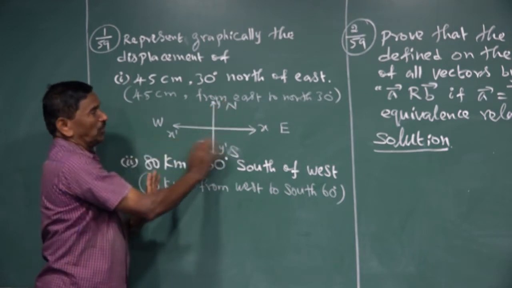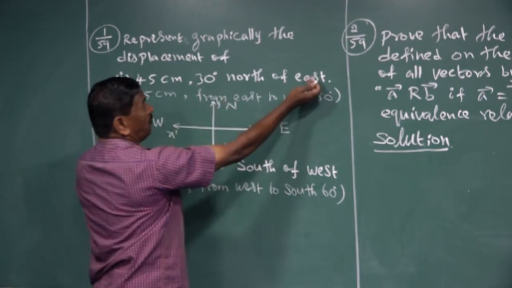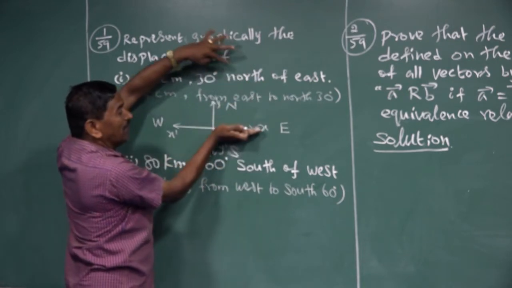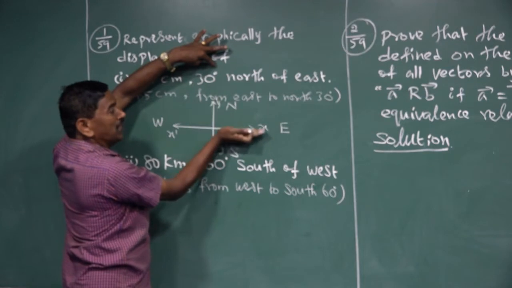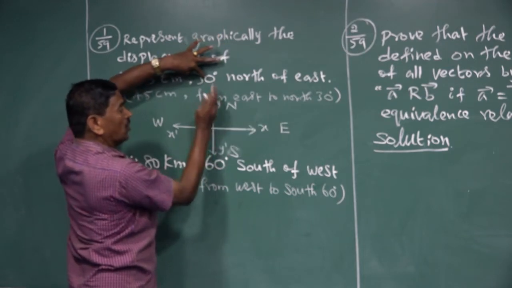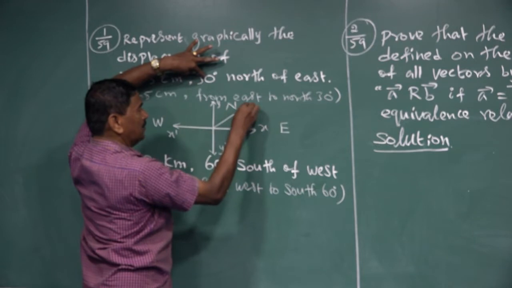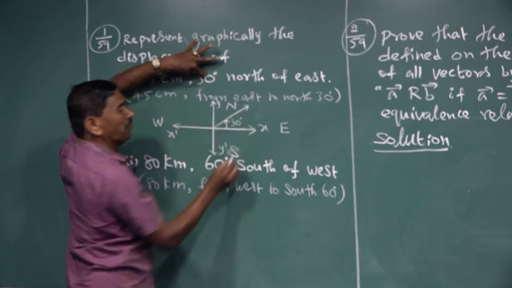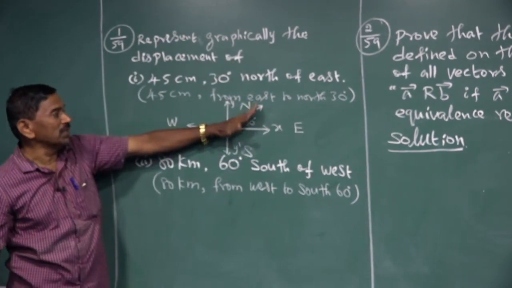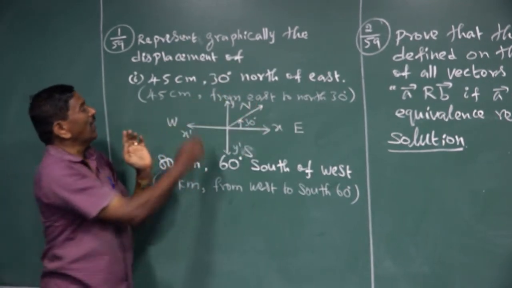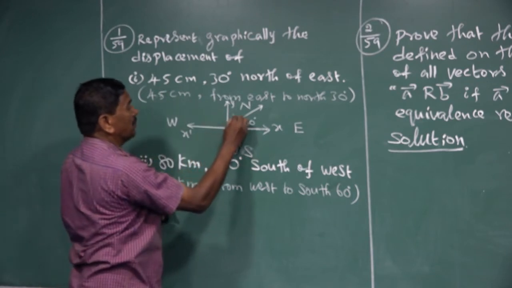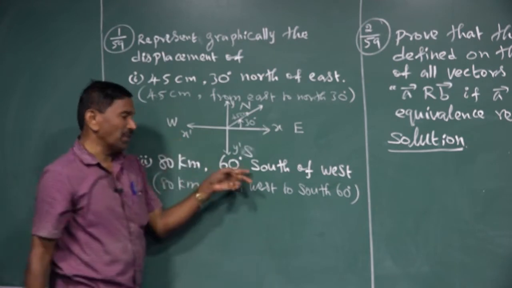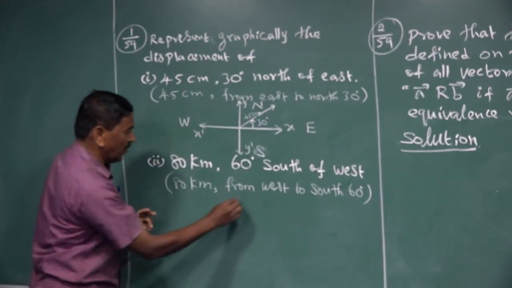The question is from east to north 30 degree. So this direction, from east to north 30 degree. The arrow is upward. From east to north 30 degree, and the magnitude is 45 centimeter. That's all. Okay, similarly, come to the second subdivision. Let us draw the graph.